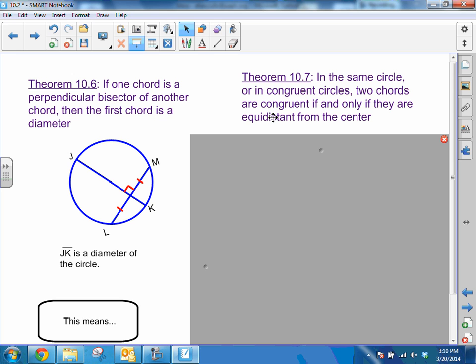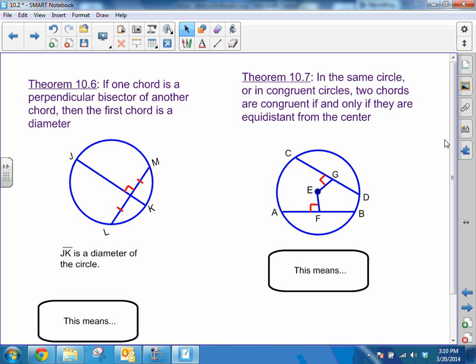Okay. Equidistant, we said that it means it's the same distance away, right? Here's the picture that you need. So we have circle E. We have two segments AB and CD. Those are going to be congruent if what? And don't just tell me that they're equidistant. I want you to be specific. So AB and CD are congruent because of what?